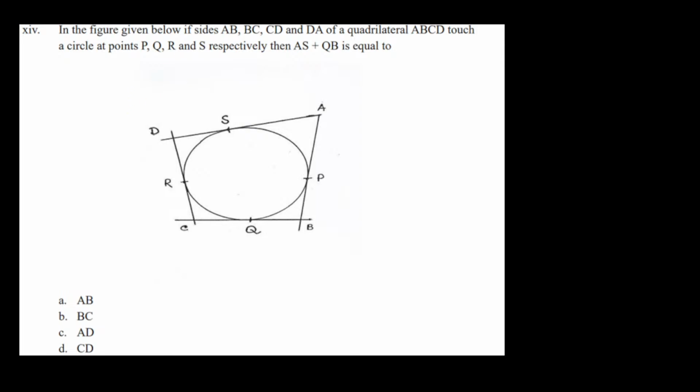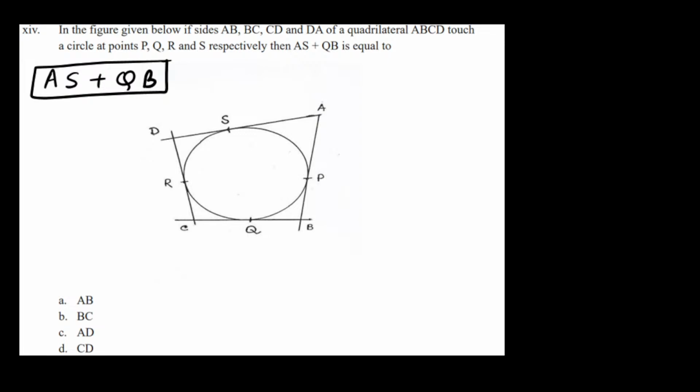So this question is from tangents and intersecting chords. In the given figure, sides AB, BC, CD and DA of the quadrilateral touch a circle at the points P, Q, R, S respectively. Then you have to find the value of AS plus QB. So this is a very simple question. What will be the value of AS plus QB?